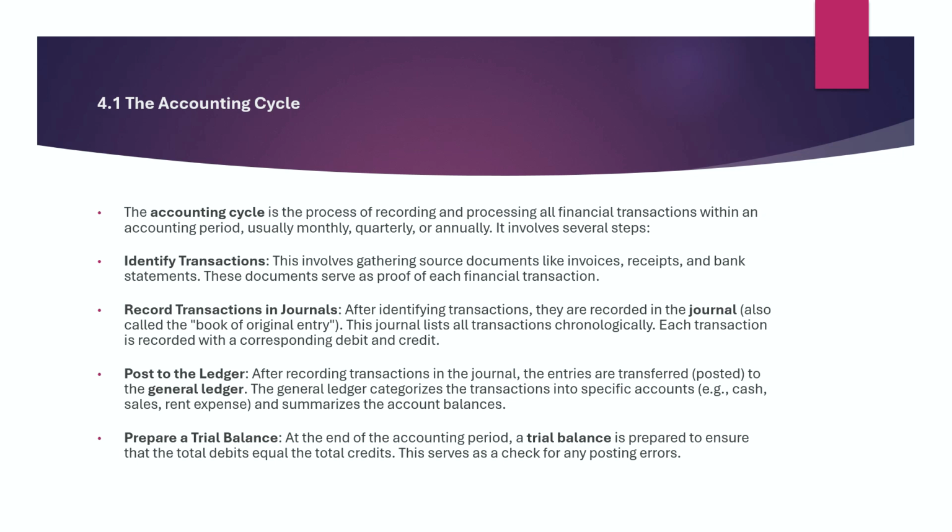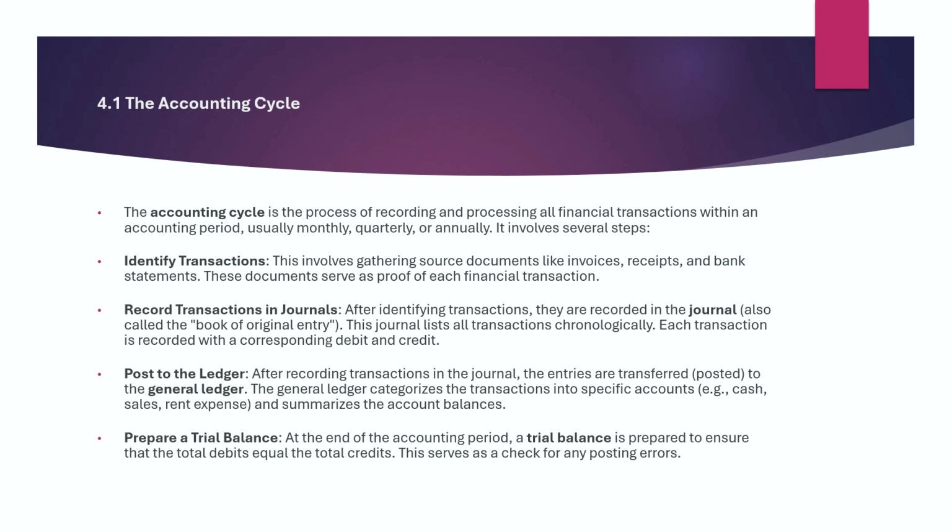2. Record transactions in journals. After identifying transactions, they are recorded in the journal, also called the Book of Original Entry. This journal lists all transactions chronologically. Each transaction is recorded with a corresponding debit and credit.